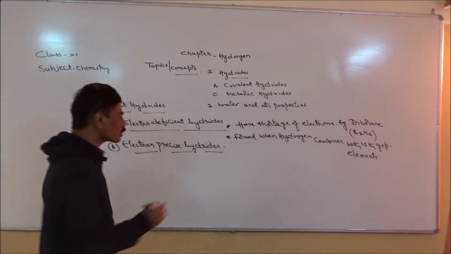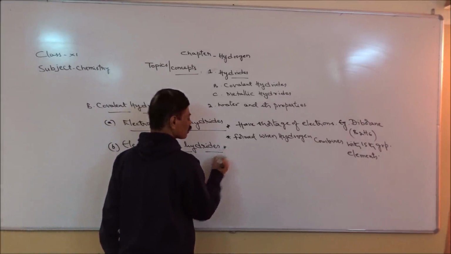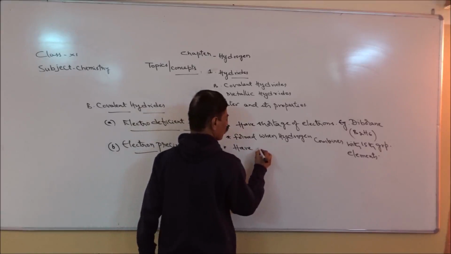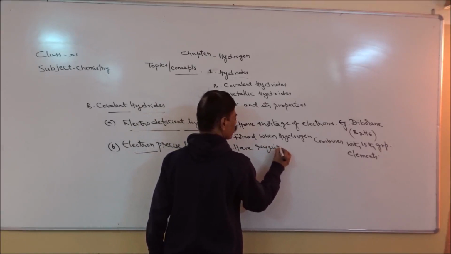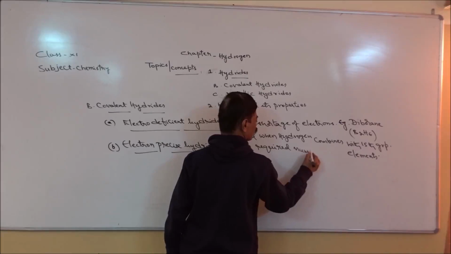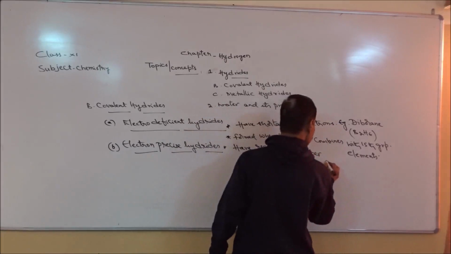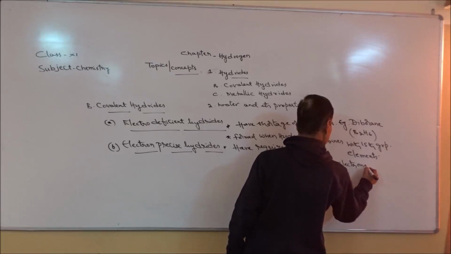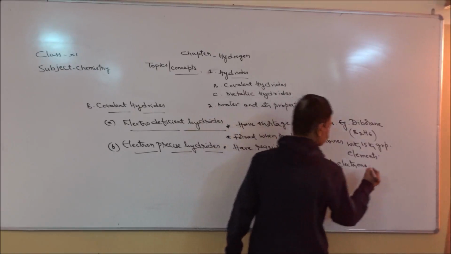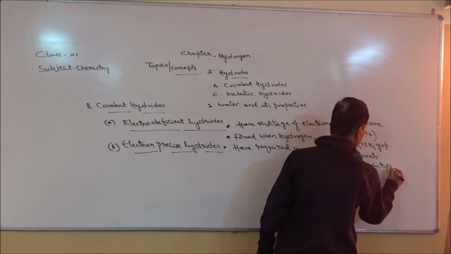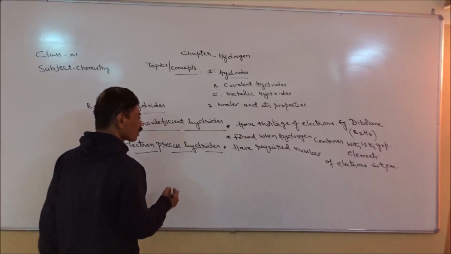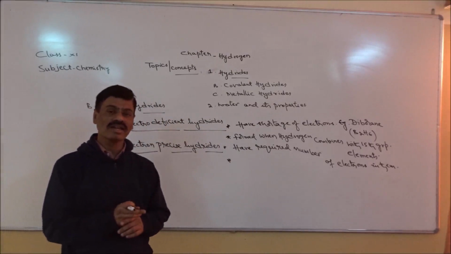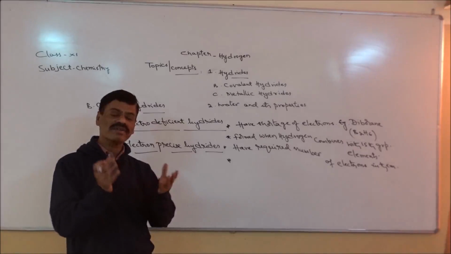So these hydrides, first point, these hydrides have a required number of electrons in them. And second point, usually these hydrides are formed when 16th group elements combine with hydrogen.